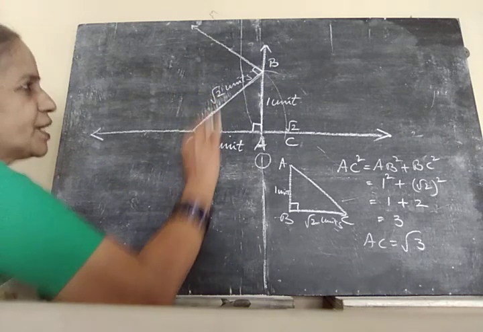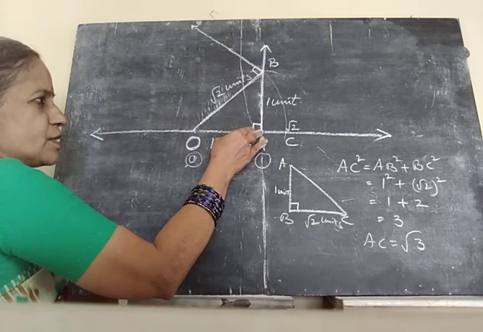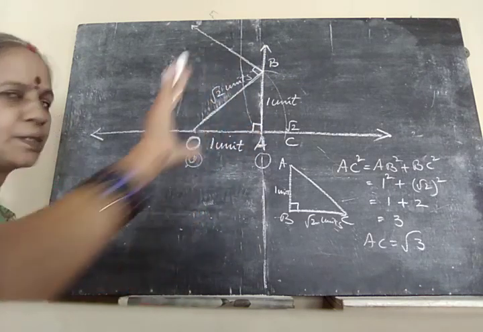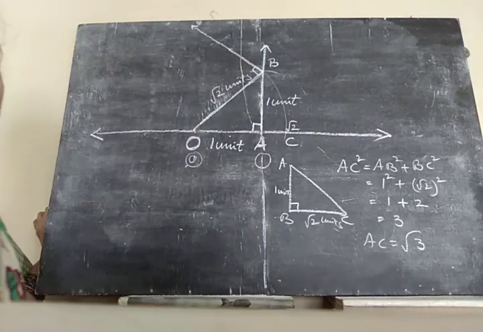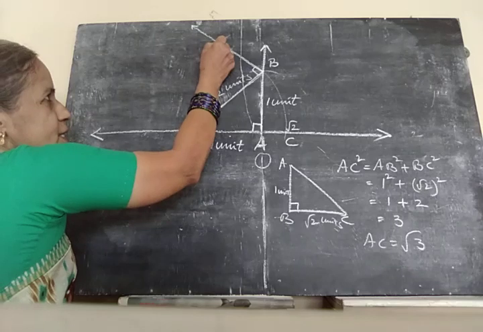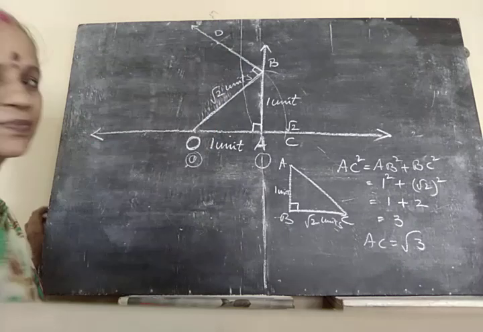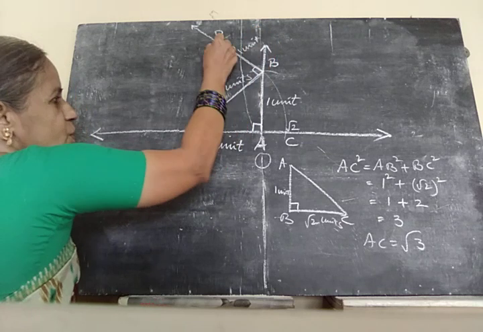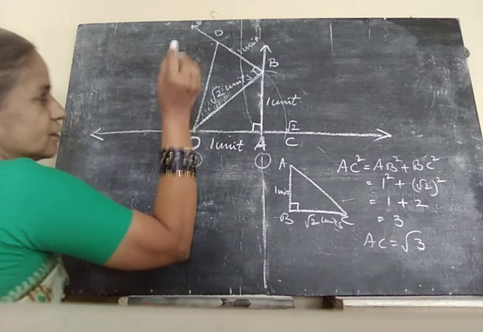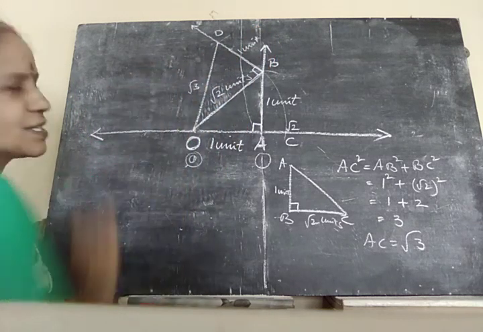Okay. Now again take 1 unit. See here how much 1 unit? That measure only, and with B as center cut the ray again. Now let this be D. This is 1 unit. If you join OD, we will get root 3 units.